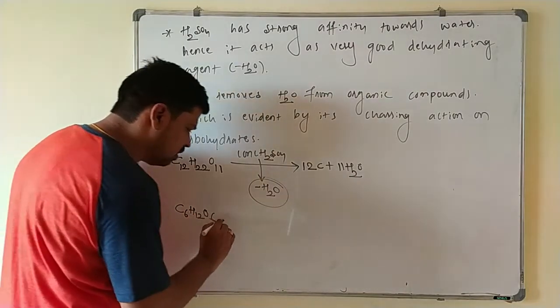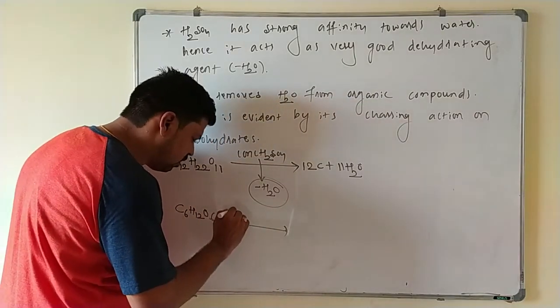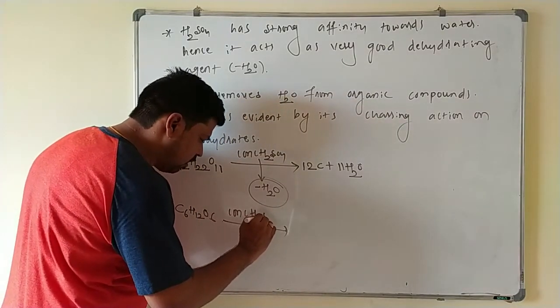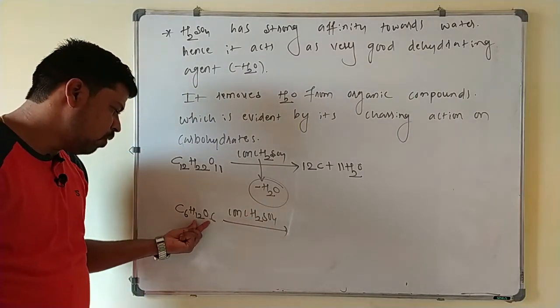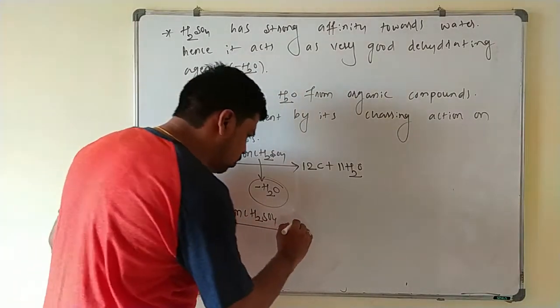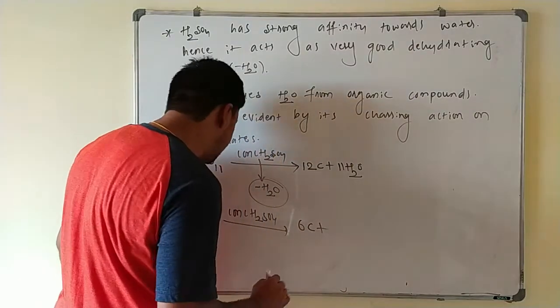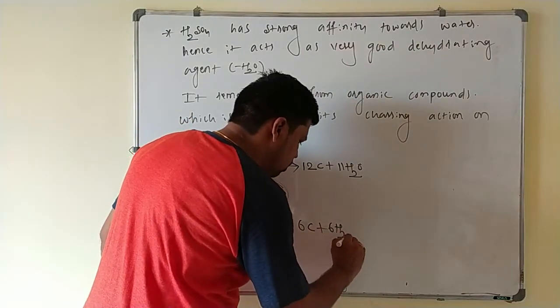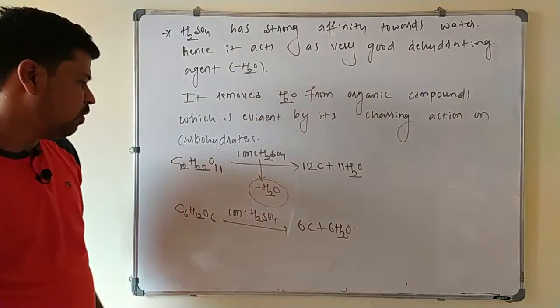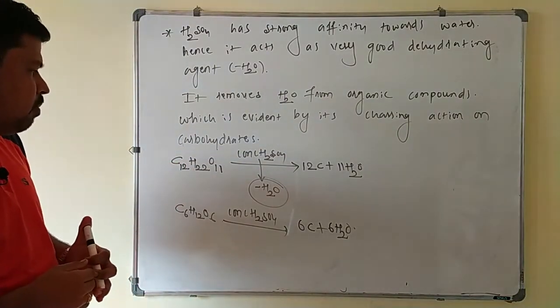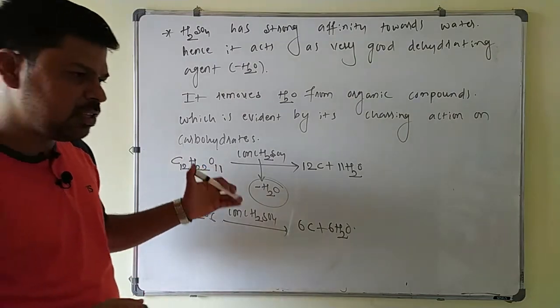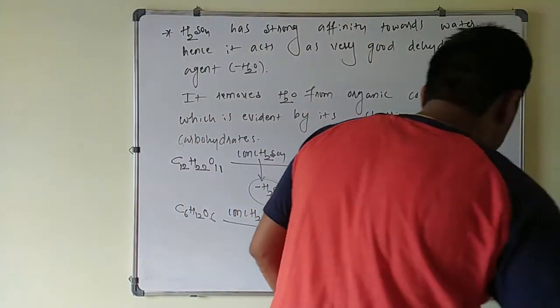The next reaction you can take is glucose also, C6H12O6. This directly on treating with concentrated H2SO4, it removes water from the carbohydrate. How many water molecules are possible here? 6 water molecules, 6 carbon is coming outside as it is, plus 6 water molecules. So we will write some other examples for the dehydration of organic compounds by concentrated H2SO4. This is a very, very important reaction, you have to remember.